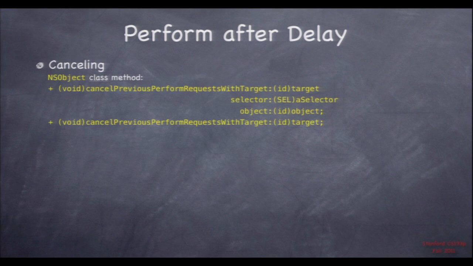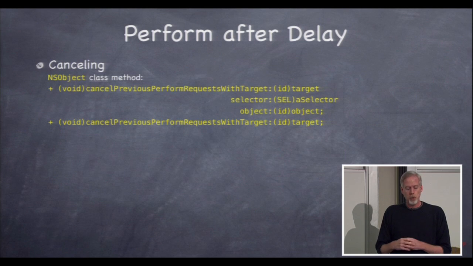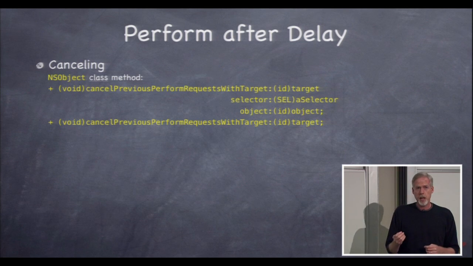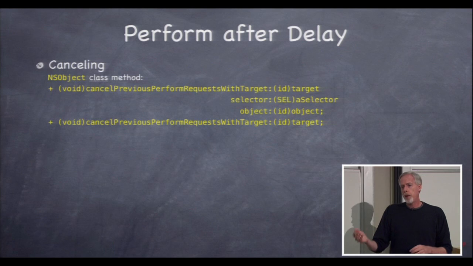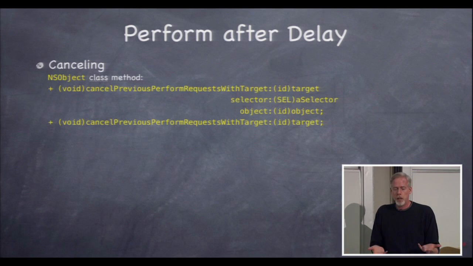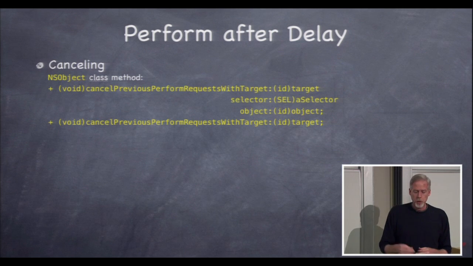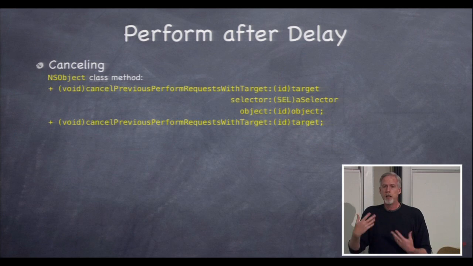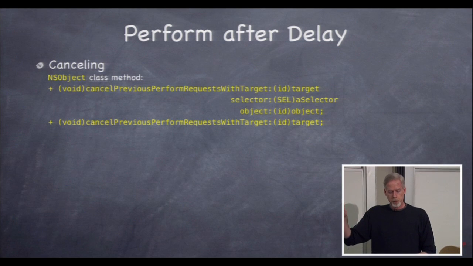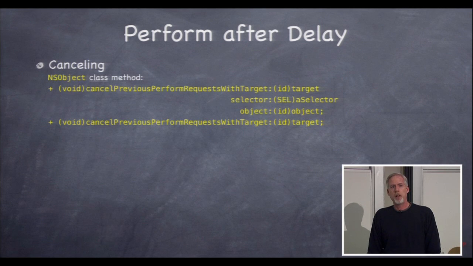How do you cancel this? So you do perform after delay, and then you realize before it goes off, I don't want that to happen. You call this class method. This is a class method, okay? Don't get confused here, this is not an instance method. The reason it's a class method is, perhaps you don't have a pointer to that object anymore that you performed after delay. You don't have to perform it on yourself, you can perform it on other objects. And so cancelPreviousPerformRequests: you specify the object that you asked to perform the thing delayed, and the selector and the argument, and it'll cancel it. If you say cancelPreviousPerformRequestsWithTarget, just the target, it'll cancel all performed requests for that target.